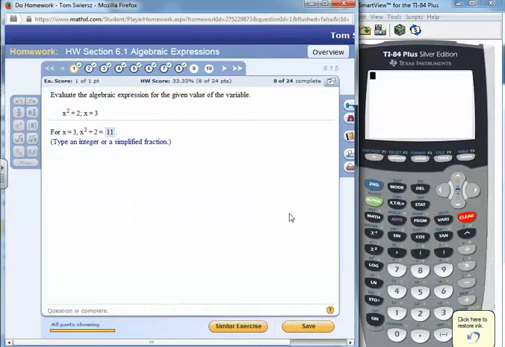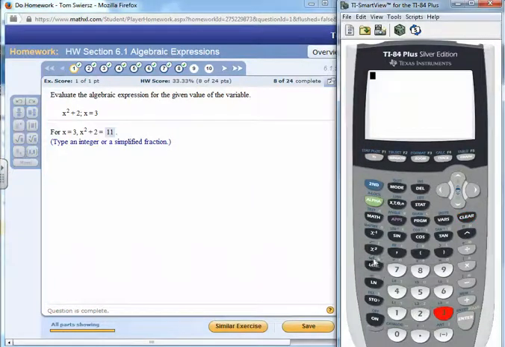Now, you can also do this on your calculator. You just have to put in the values, all numbers. So again, x is 3, so it's 3 squared plus 2, and there's our answer, 11.